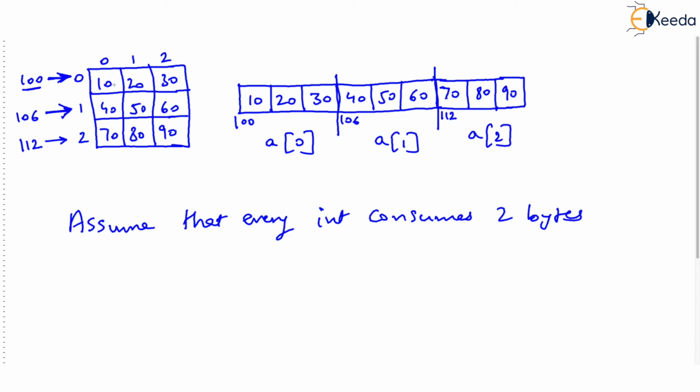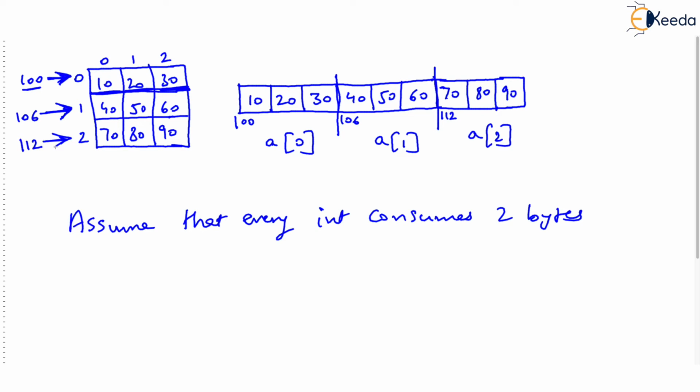So obviously if this row starts at 100, then 100, 101 for 10, yes, 2 bytes, 102, 103 for 20, and 104, 105 for 30. So obviously the next row will begin at 106, and similarly the last row begins at 112.